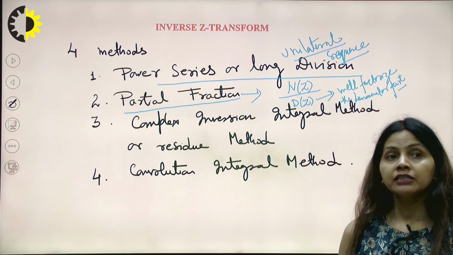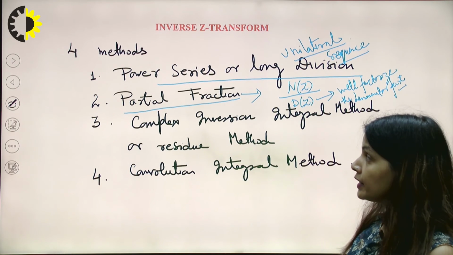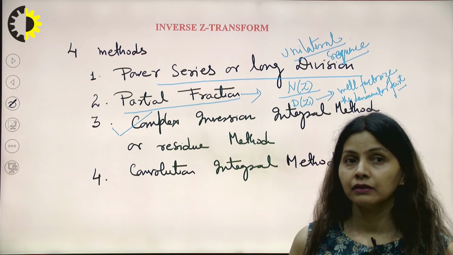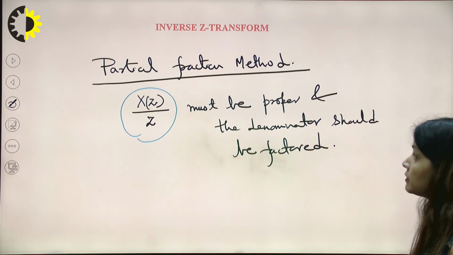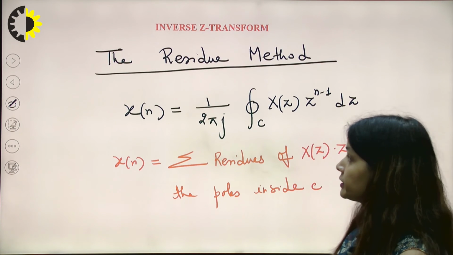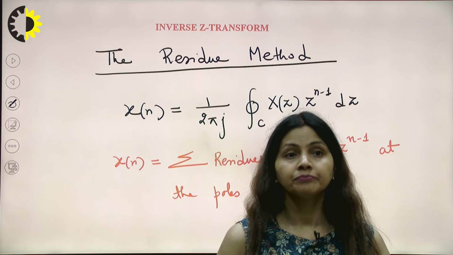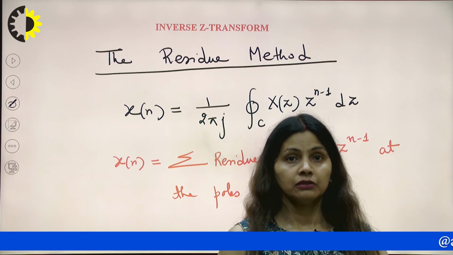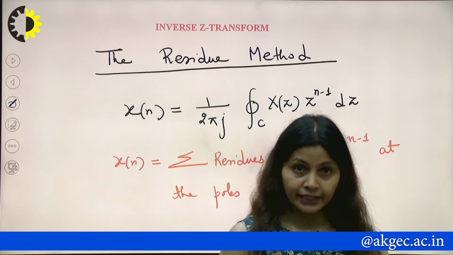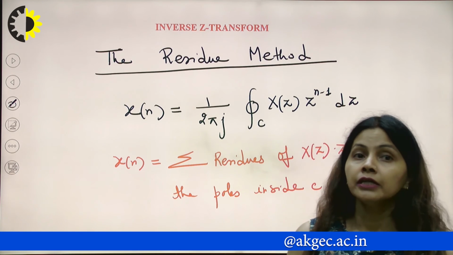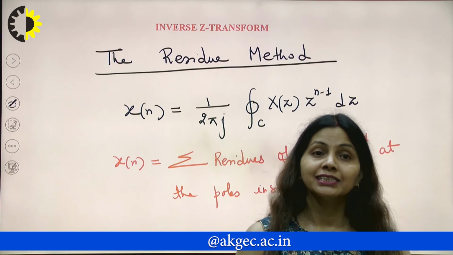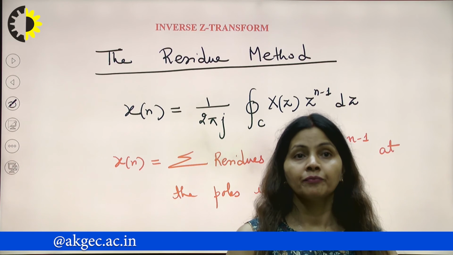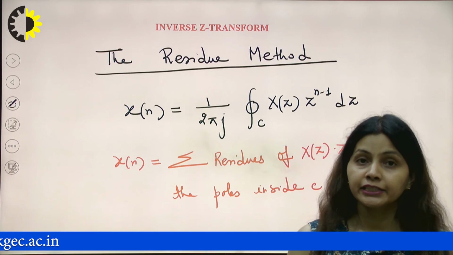Now coming to the third method, which is important and really applicable to all X(z). What is that? Let us understand. The residue method. The residue method works by calculating the residues of X(z) z^(n-1) at the poles inside C, or inside the circle. So how to calculate these residues, that is important.